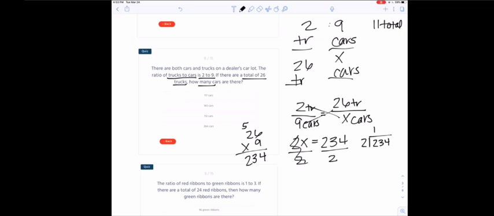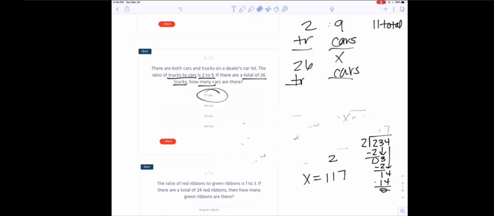2 goes into 2, 1 time. 2 minus 2 is 0, bring down the 3. 2 goes into 3, 1 time. 3 minus 2 is 1, bring down the 4. 2 goes into 14, 7 times. 2 times 7 is 14, 14 minus 14, 0. There's nothing else to bring down. X equals 117. And there we are.